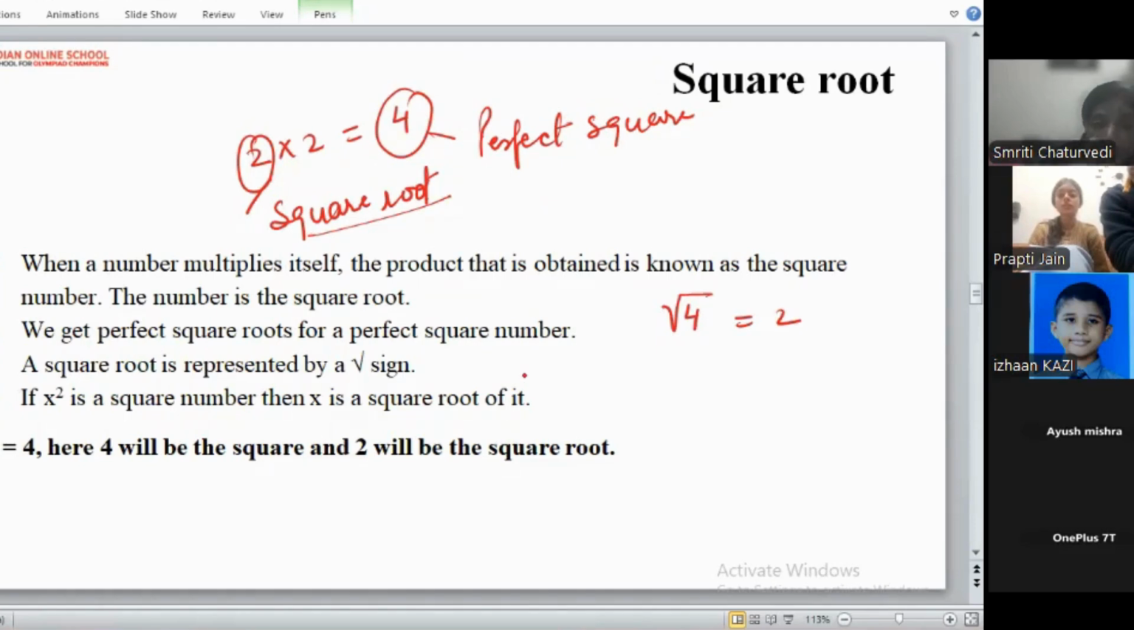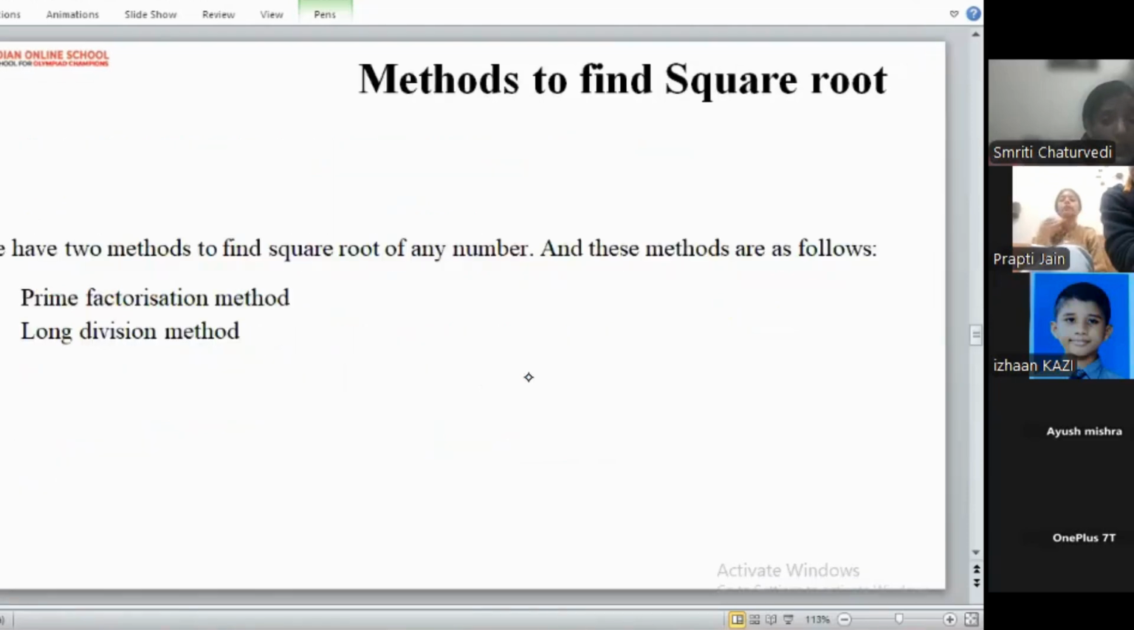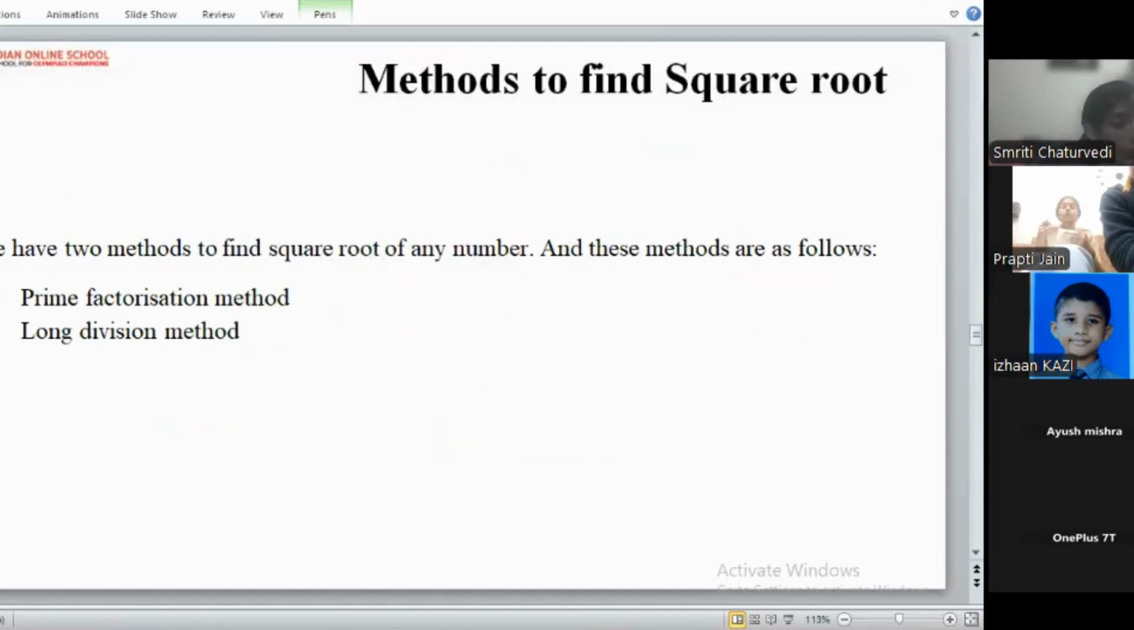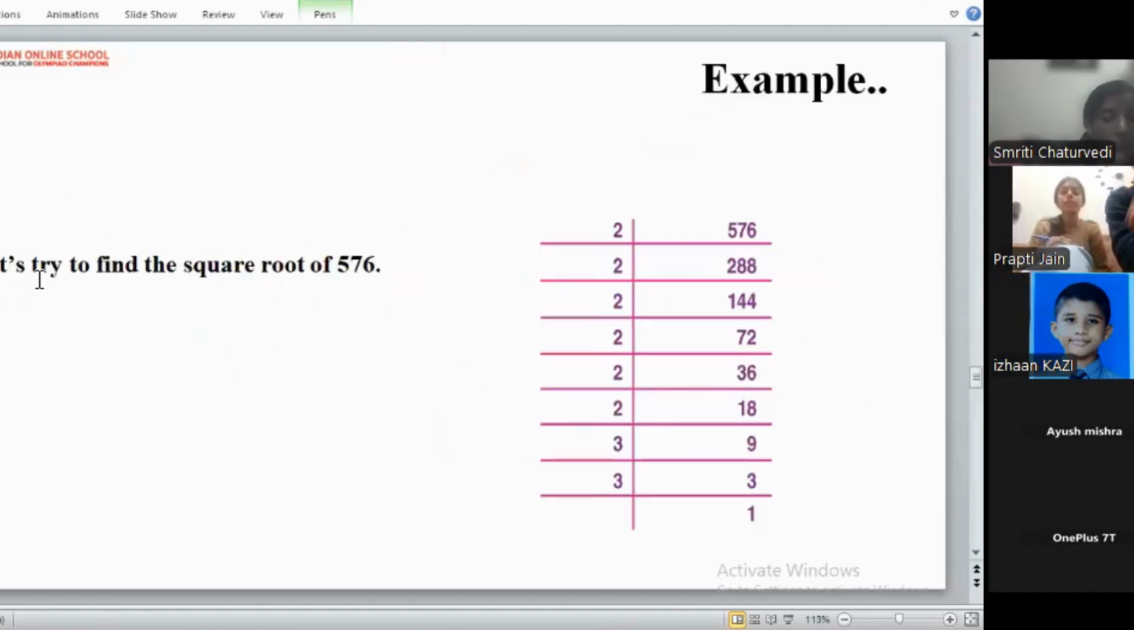And for finding a square root, we are having two methods. We are having prime factorization method and long division method. And in this session, we are going to cover only prime factorization method. Got it? And I guess that you already know about the prime factorization method, correct? So what is prime factorization method?